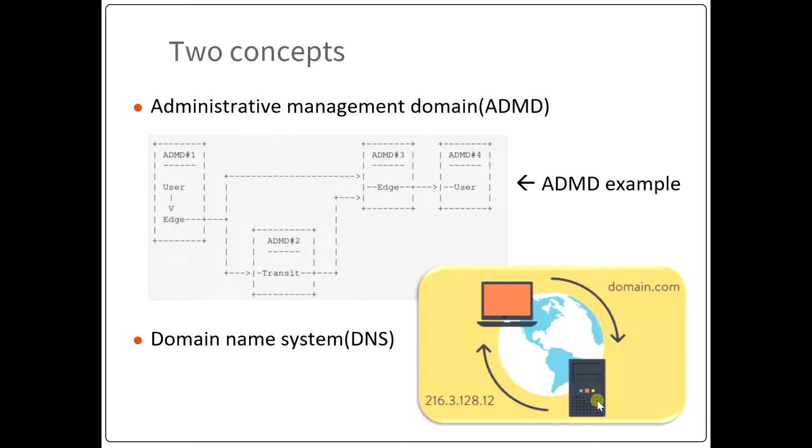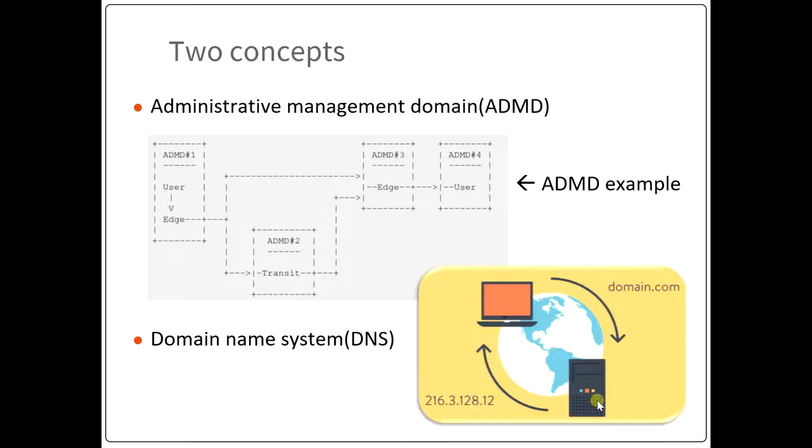Next, before we proceed, we have two important concepts: ADMD, which stands for Administrative Management Domain, and DNS, which stands for Domain Name System. First we'll look into the ADMD, which is an internet email provider. As an example, this includes a department that operates a local mail relay, that is an MTA, an IT department that operates an enterprise mail relay, and an ISP that operates a public shared email service.